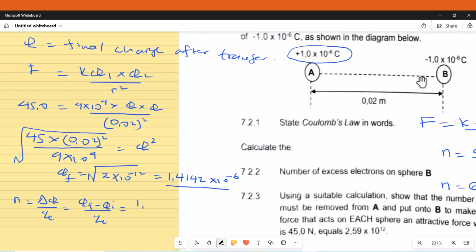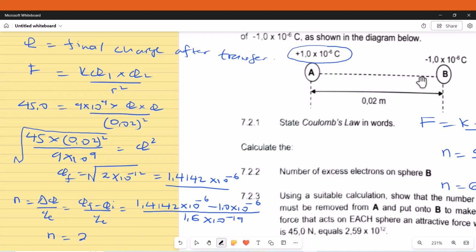That is 1,4142 times 10 to the power negative 6, minus the initial charge, which was 1,0 times 10 to the power negative 6, then divided by 1,6 times 10 to the power negative 19. How many do you get on your calculator? On my calculator, if I punch in the numerator 1,4142 exponent negative 6, minus 1 exponent negative 6, divided by 1,6 exponent negative 19, it gives me 2,58875 exponent 12.